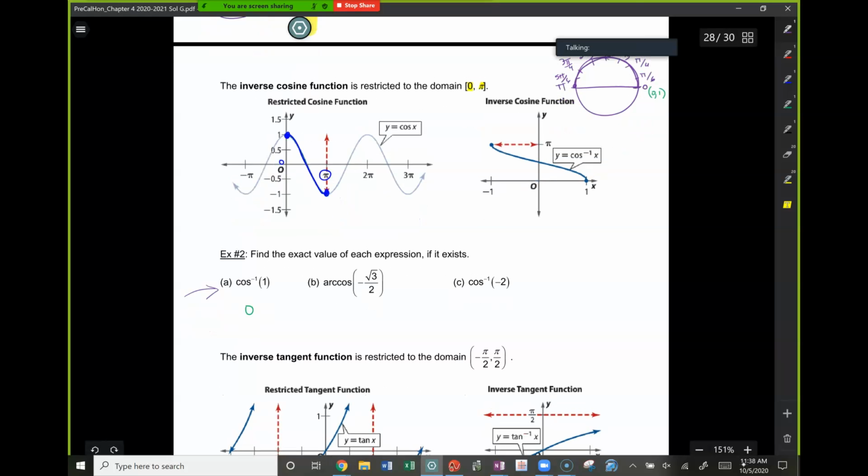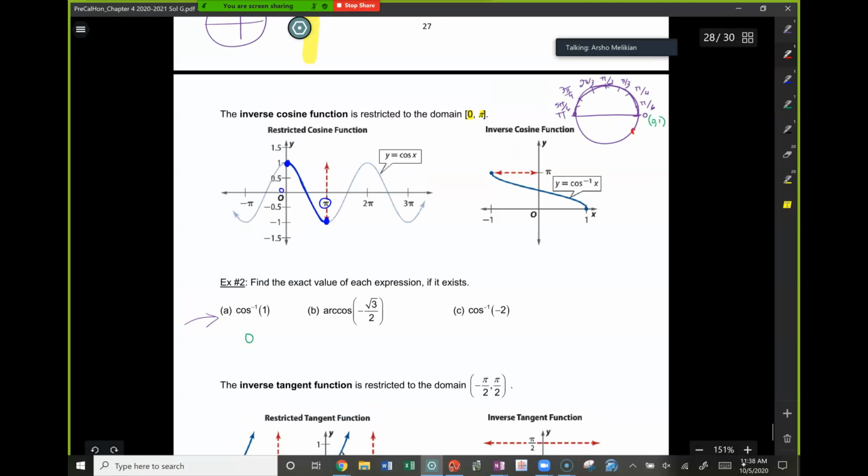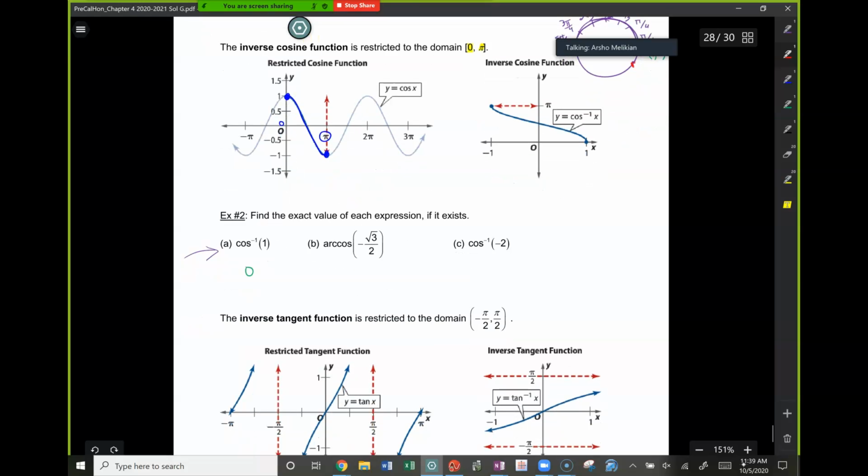Cosine of what is negative root 3 over 2? Matthew? Negative pi over 6. Okay, negative pi over 6, yes, at negative pi over 6, it is negative root 3 over 2. But negative pi over 6 is here. Is that part of my 9 angles? No. So let's find another one, and that is 5 pi over 6 right there.